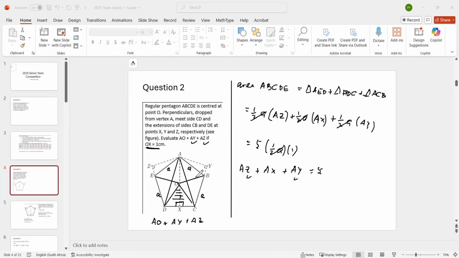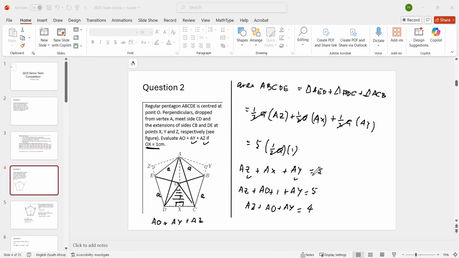But AX is AO plus OX. This AX is AO plus OX, and it's given that OX is 1. So it works out very nicely because now you got the 3 things that we wanted, AO, AY, AZ. And all you have to do is to take this 1 to the other side. And you got your answer. The answer is 4.